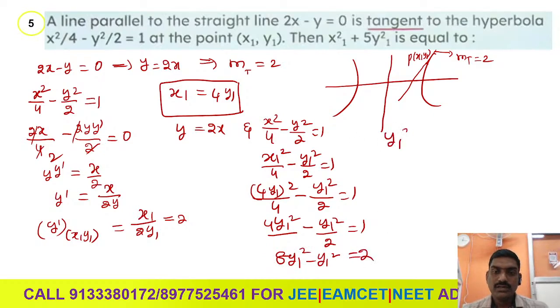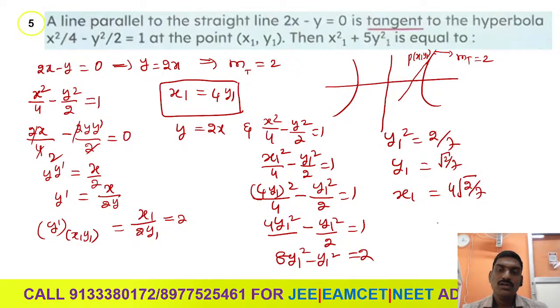So 8y1 square minus y1 square is equal to 2. From this, y1 square is equal to 2 divided by 7. Then y1 is equal to the square root of 2 over 7. If y1 is the square root of 2 over 7, then x1 is equal to 4 times the square root of 2 over 7. So we got x1 comma y1, which is equal to the square root of 2 over 7 and 4 times the square root of 2 over 7.